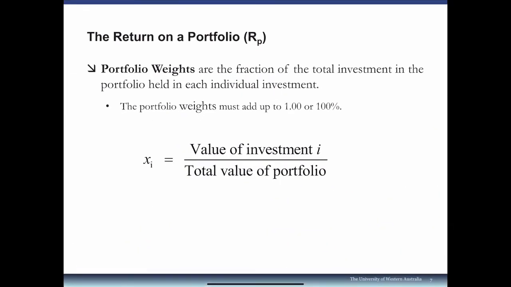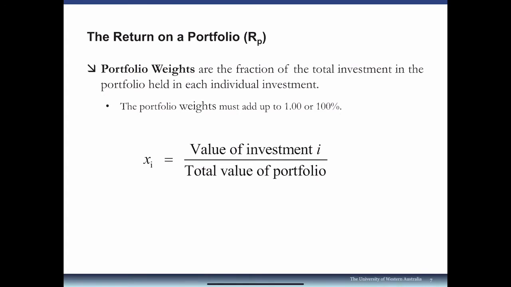So let's go through how to construct a portfolio and how to calculate portfolio returns. The first definition we're going to go through is portfolio weight, which is the fraction of the total investment in the portfolio held in each individual investment. Given that, the portfolio weights must add up to 100%, just like probability, right? So the individual weight XI equals the value of investment I divided by the total value of the portfolio.